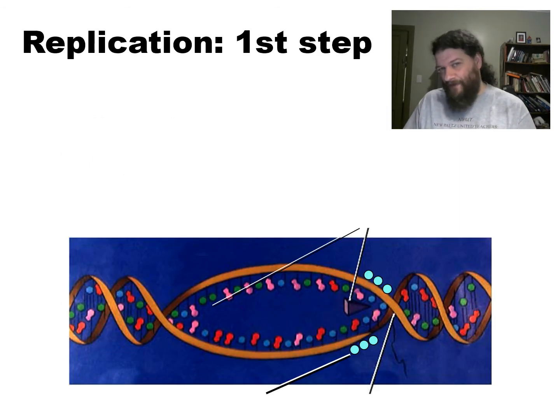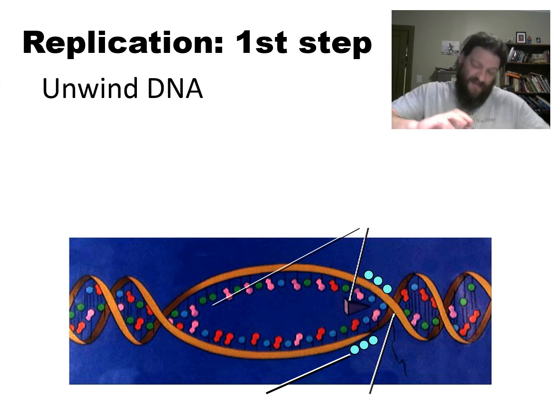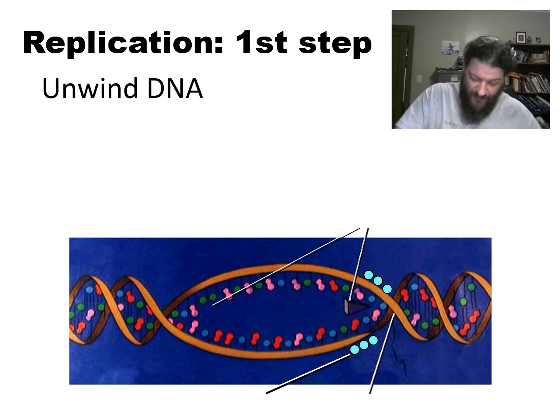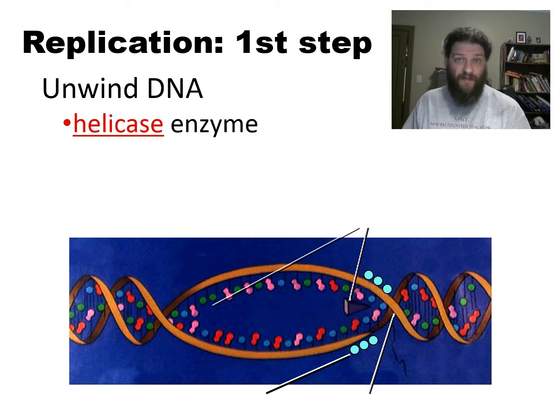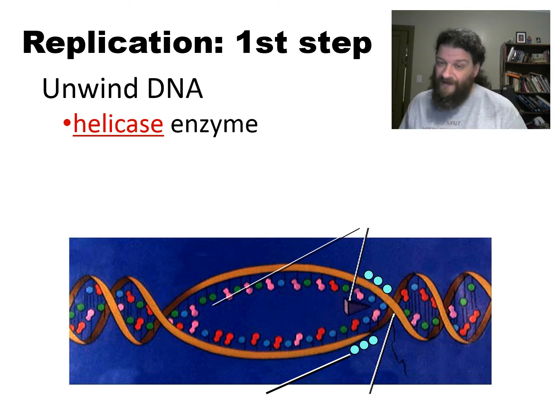Now, the first step that's going to take place, we have to unwind the DNA because the DNA is all coiled up. It's actually wound up around nucleosomes and, well, all kinds of stuff. But anyway, we have to unwind that DNA. And this isn't going to happen on its own. It needs a little help from an enzyme. In this case, the enzyme is called helicase. Helpful because it deals with the helix.